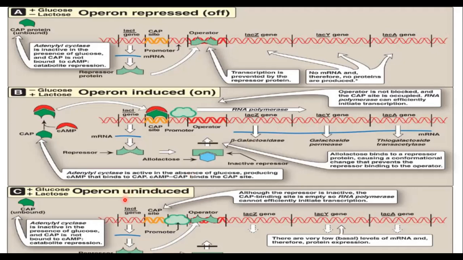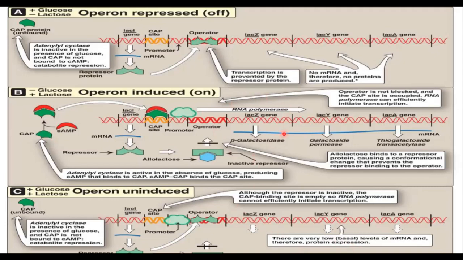Okay. What about when both are present? If both are present, yes, some of the lactose will be isomerized to allolactose, and hence the operator site will be unoccupied. But since glucose is present, adenylyl cyclase activity will be inhibited, so there will be no formation of the cyclic AMP-CAP complex. So the CAP site will be empty, and the RNA polymerase cannot effectively initiate transcription. So there will be very low levels of messenger RNA and therefore protein expression.